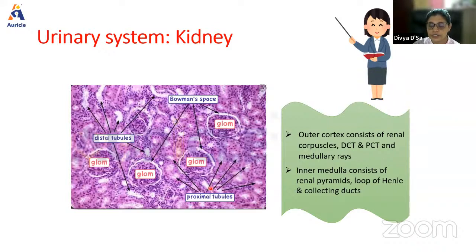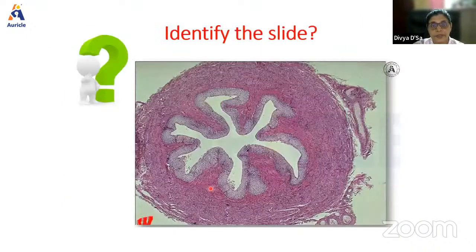So how will you differentiate DCT and PCT? PCT will have a smaller lumen. It is darkly staining and shows striations, whereas DCT is lightly staining and will have a larger lumen. Understand? So that difference should be shown in the diagram.